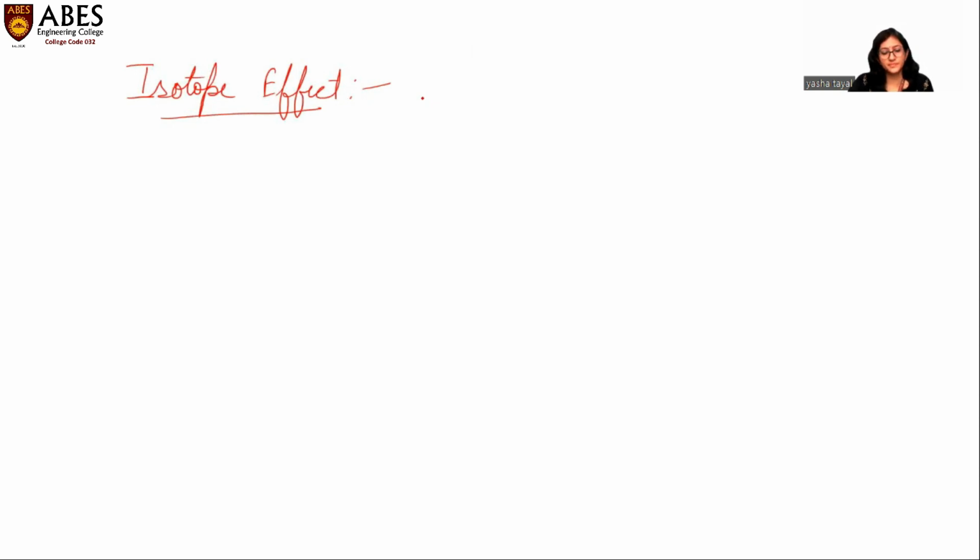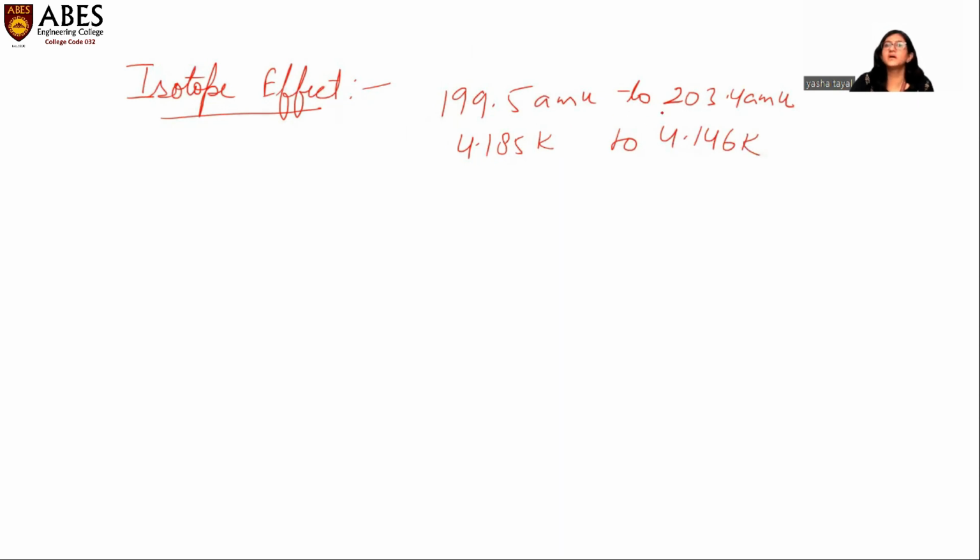This was observed for mercury, which is a very common example. Mercury has isotopic mass which varies from 199.5 atomic mass unit to 203.4 atomic mass unit. We found that the critical temperature for mercury varies from 4.185 Kelvin to 4.146 Kelvin. So here we can say that as the mass is increasing, temperature is decreasing.